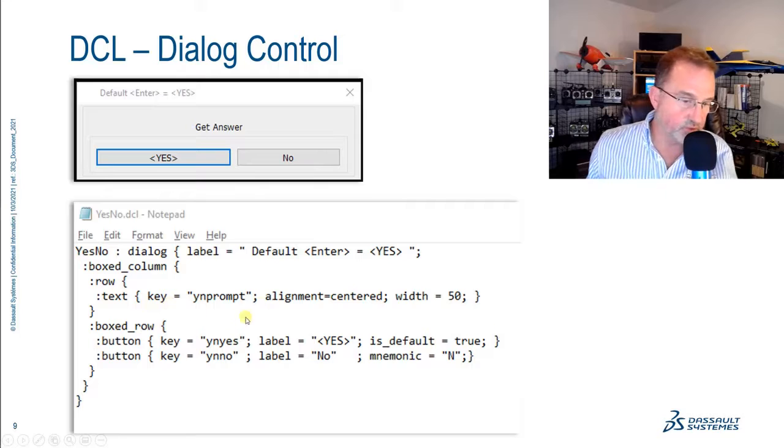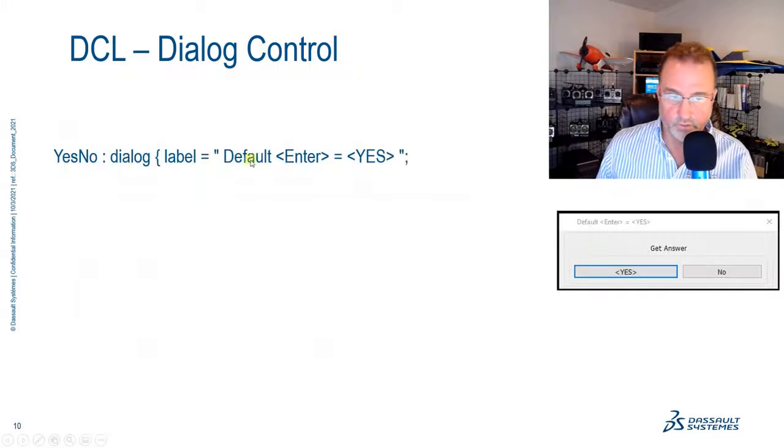And to go through this, I'd like to do this a little bit more in detail. We'll do it one line at a time. So the very beginning is the name of the dialog. We're going to call it yes/no, a colon, and then the name dialog. And then we start the parameters for the overall dialog box.